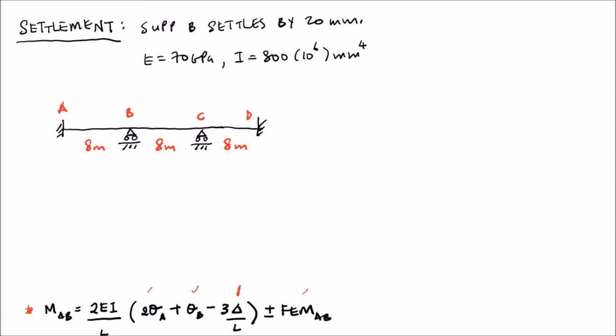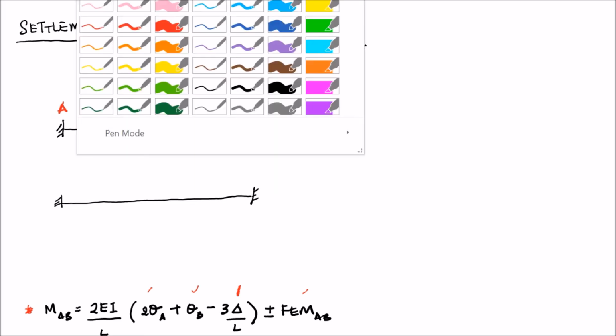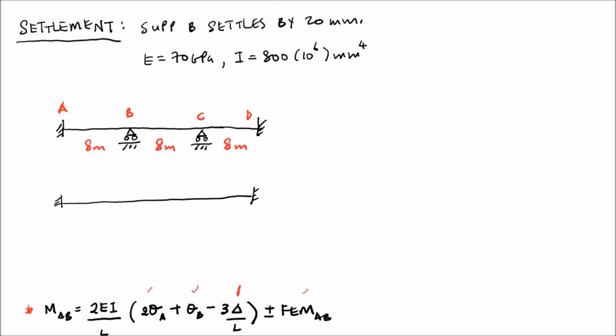In previous examples, there was no settlement at all. In this example, we are going to see what happens when you have settlement. The question says that support B settles by 20 mm. So this is support B and it settles by 20 mm. Let's redraw the diagram nicely. This is your support, and then if you look closely, support B settles down.